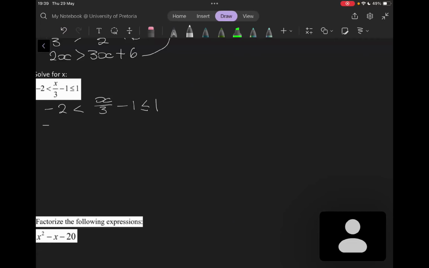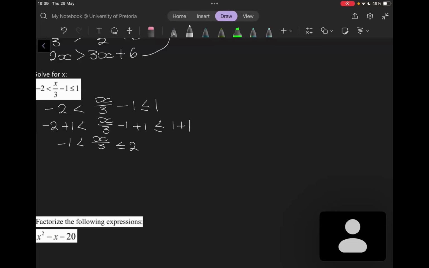We then end up with minus 2 plus 1, which is less than x over 3 minus 1 plus 1, which is less than or equal to 1 plus 1. Let's simplify it. We have negative 1 is less than x over 3, which is less than or equal to 2.